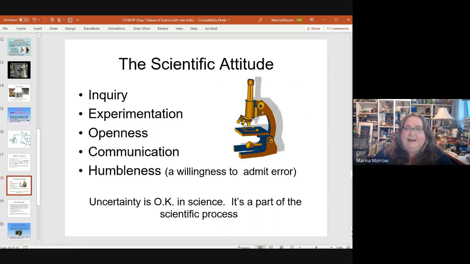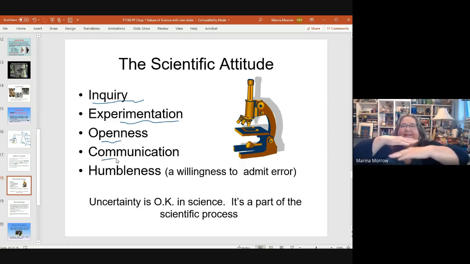So we talked about it a little bit before, but the idea is you have a curiosity, your inquiry, you want to know about stuff. Then you have to do experiments. Okay, science progresses because we do experiments, so we can verify the ideas. Then there has to be openness and communication, right? Science is built fact upon fact.